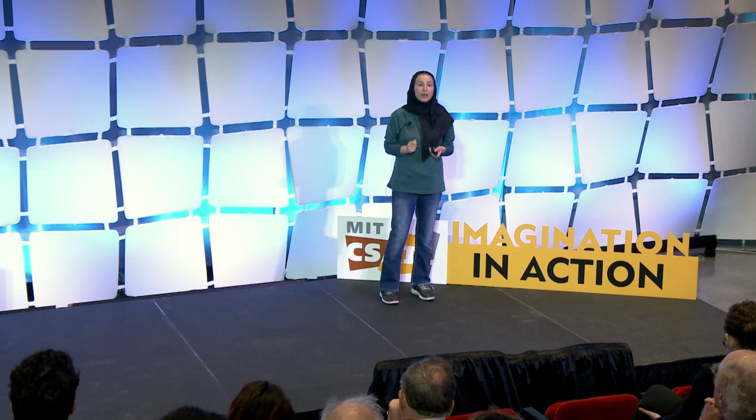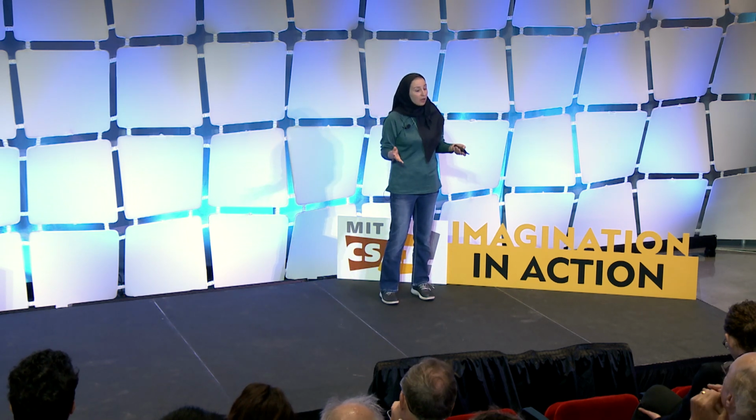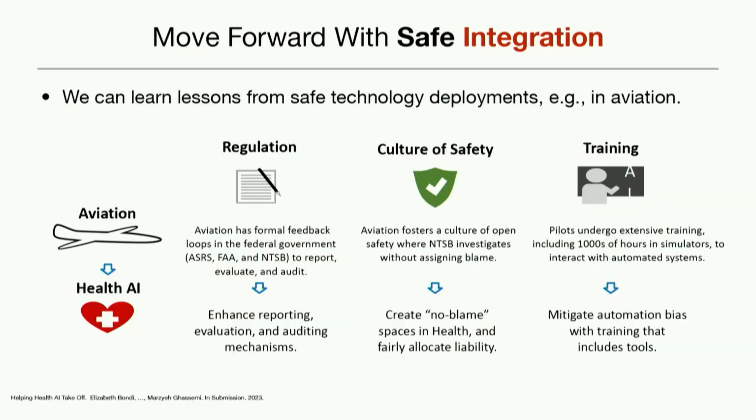This is really important because we want to move forward with safe integration. And in order to do this, we really need to take lessons from areas where we do have safe technology deployment, like aviation. And in aviation, there's strong regulation, there's a culture of safety, and there are training standards that mitigate automation bias, where you have to train with the AI-assisted tools.